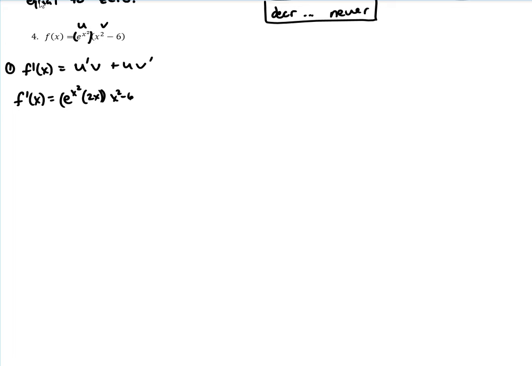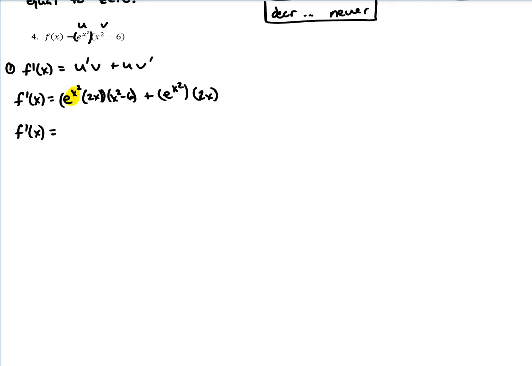Then v is just x squared minus 6. And then we have plus u, which is the e to the x squared. And then the v prime is 2x. So the derivative of x squared is 2x. All right, and then look at this. We want to factor. We want to factor the best we can.